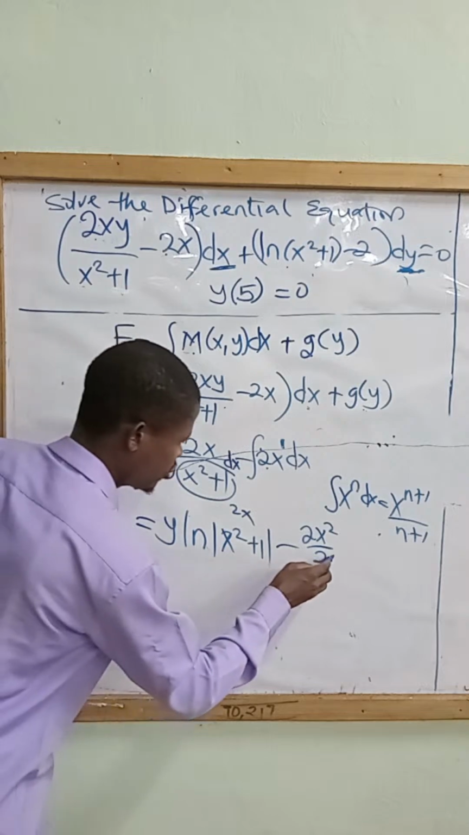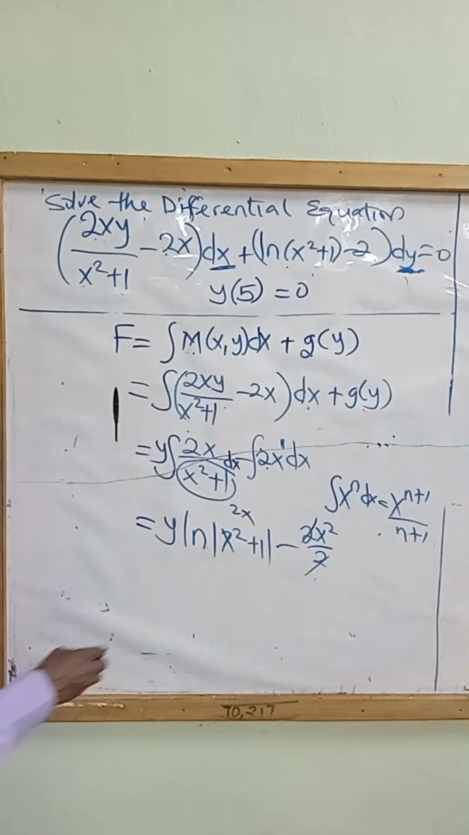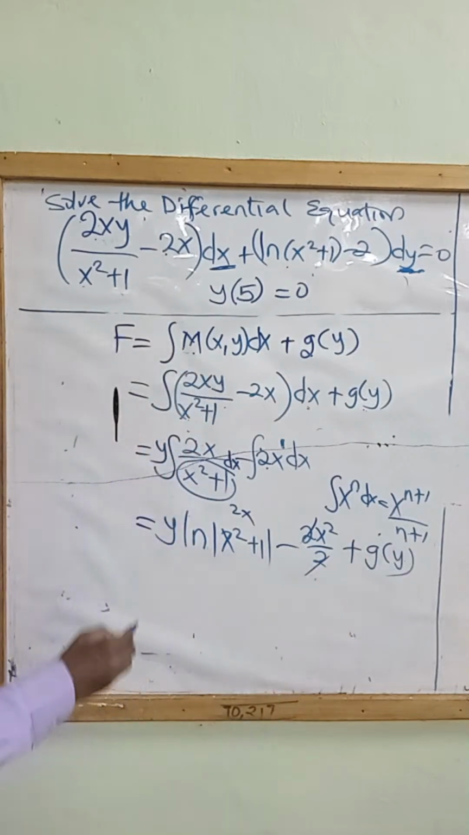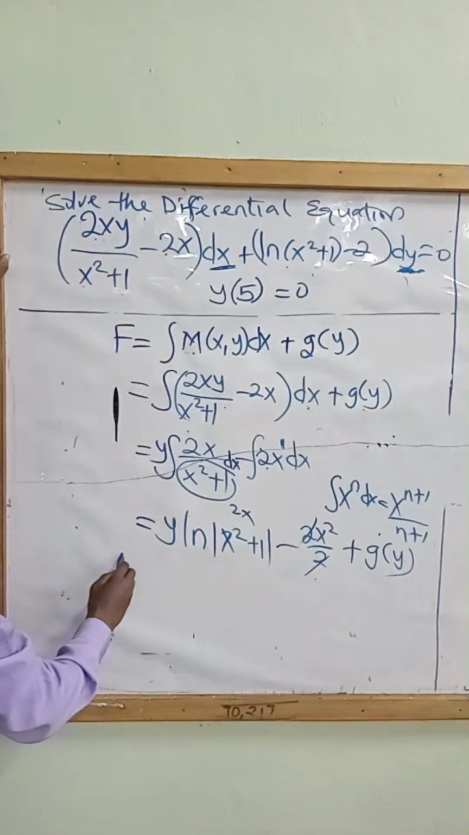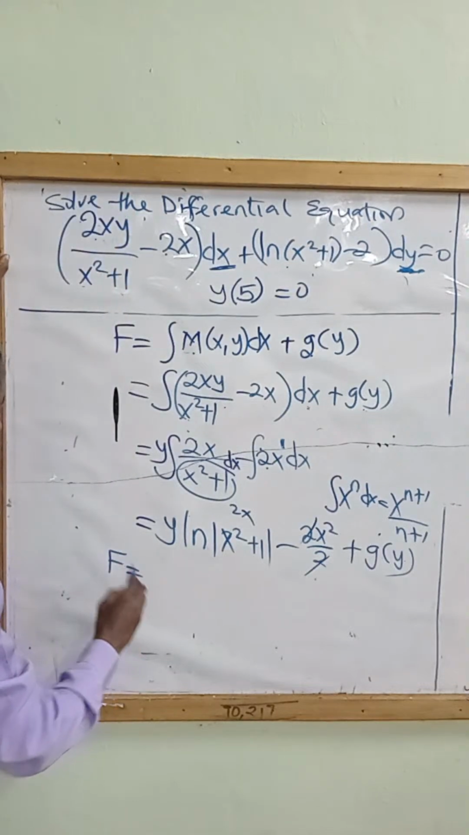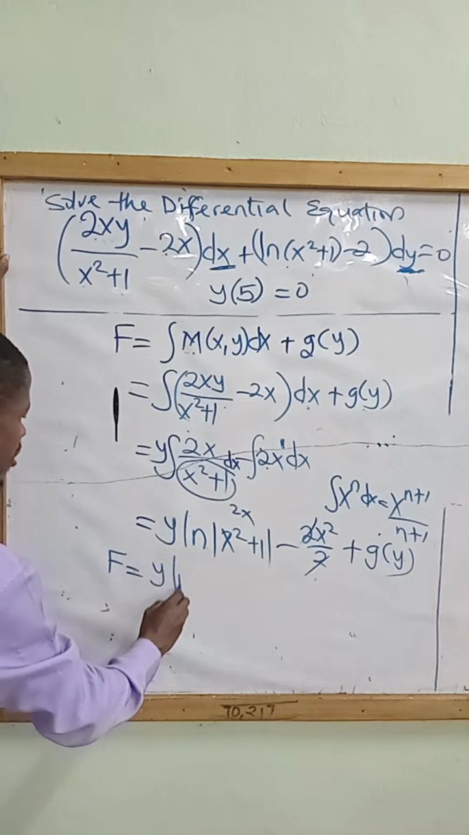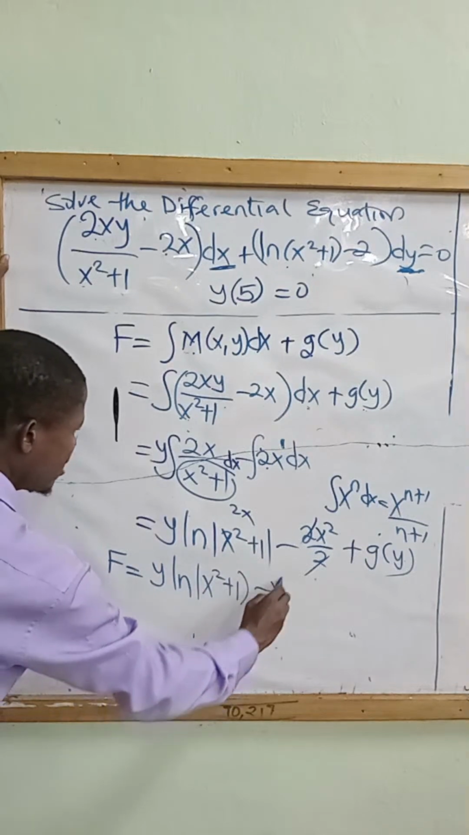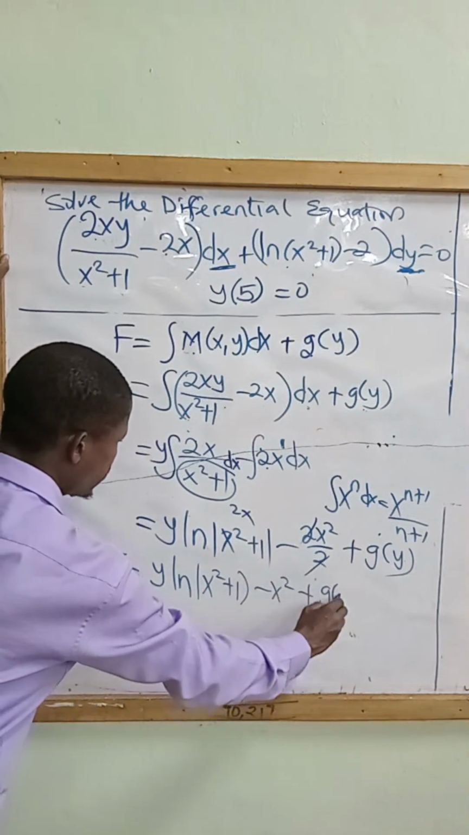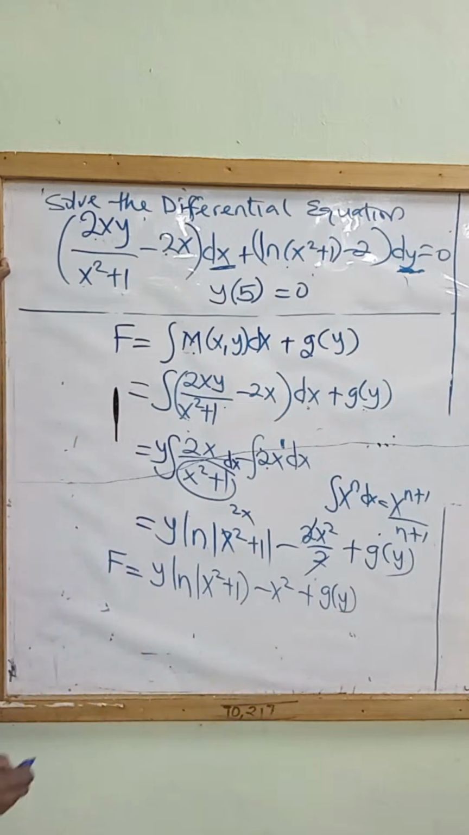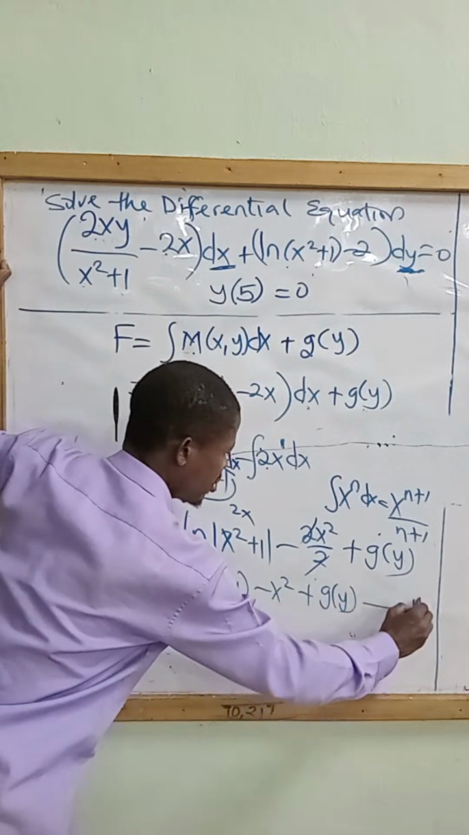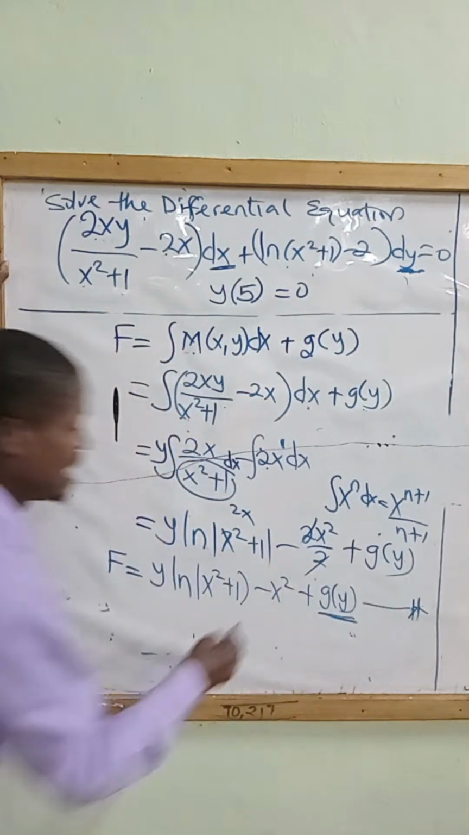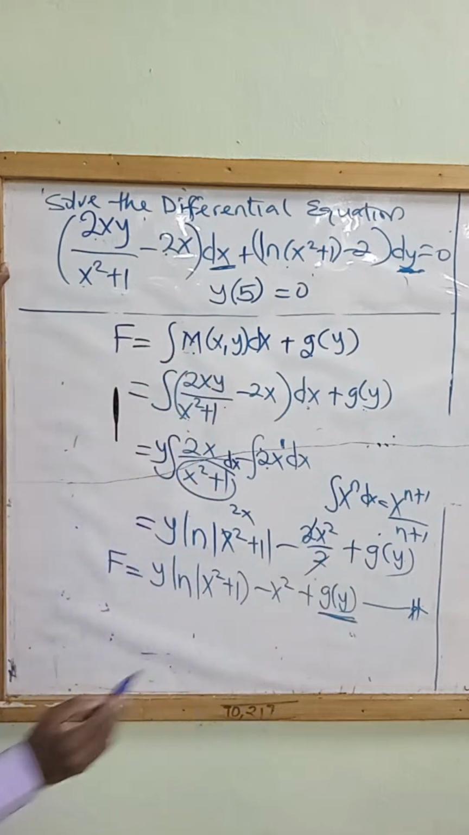This one, these two we cancel. Don't forget the g of y. So we now have f equal to y natural logarithm of this, minus x squared, plus g of y. This is our equation, but we need to find g of y, the arbitrary constant.